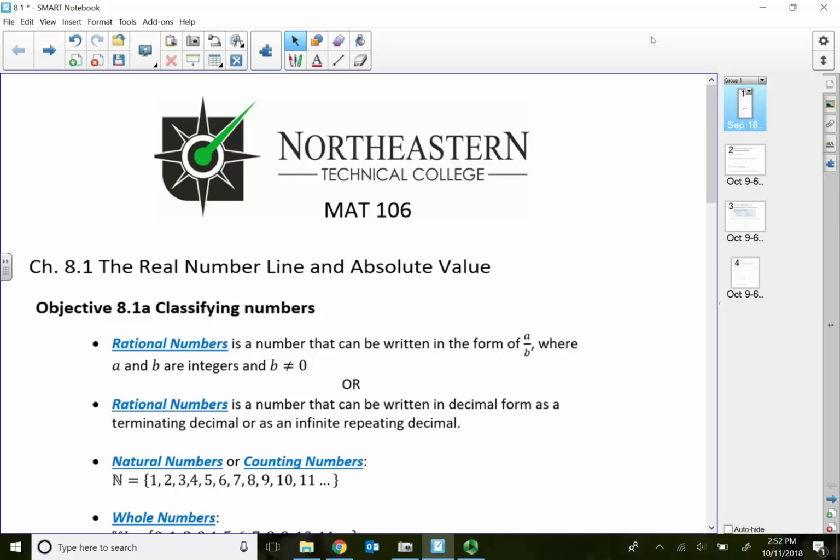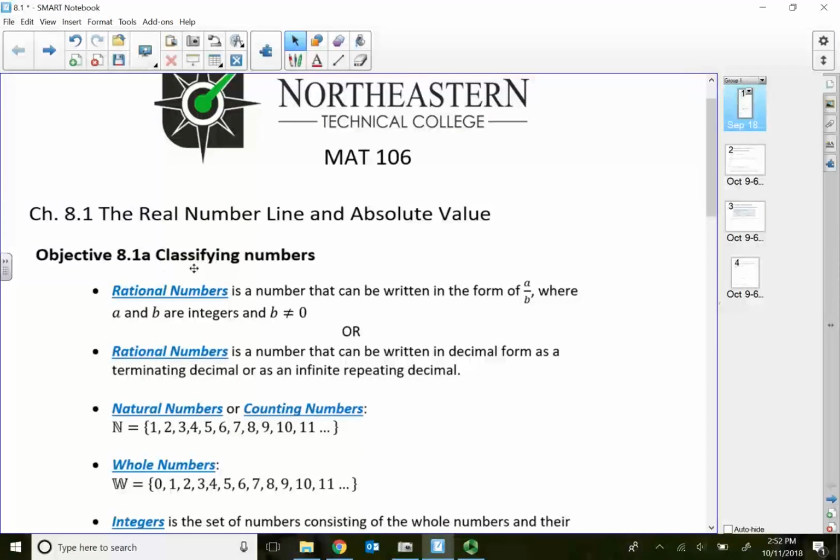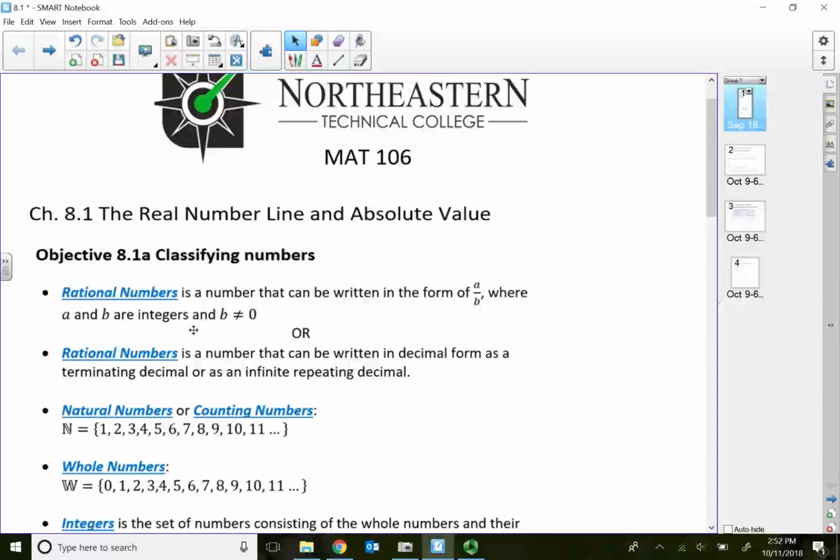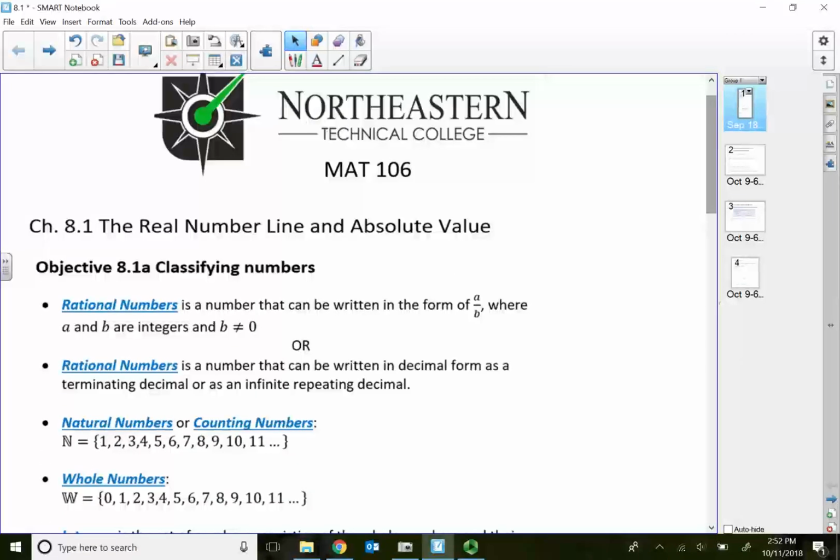8.1. In this lecture video, we're going to talk about the real number line and absolute value. In this particular video, I'm going to mention classifying our different types of numbers. So let's think back. At the very beginning, back in Module 1, I mentioned the wording real numbers. Real numbers are numbers that are on the number line, such as fractions, decimals, and whole numbers. So all the numbers on the number line are considered real numbers.